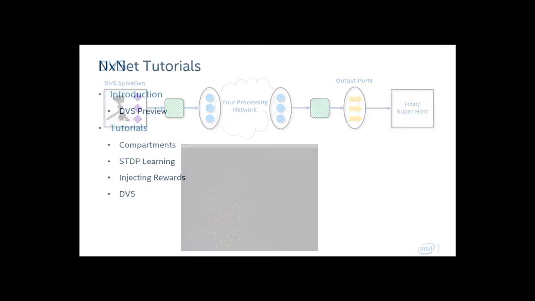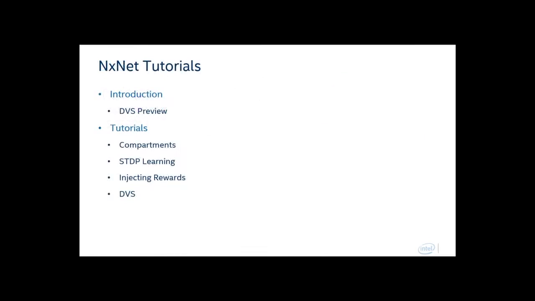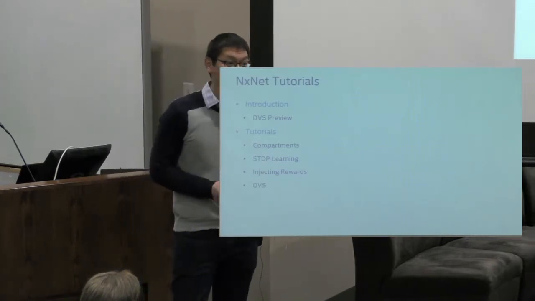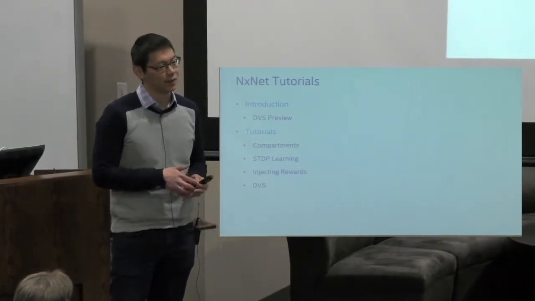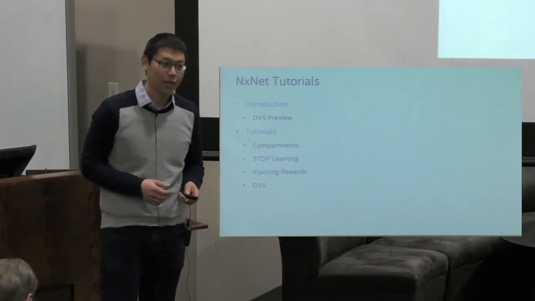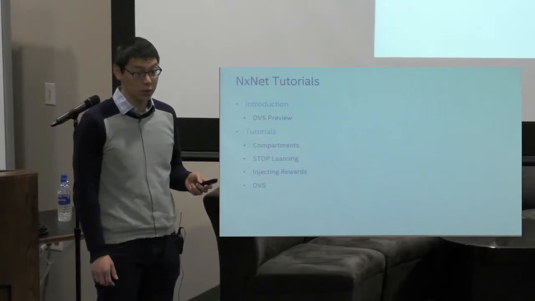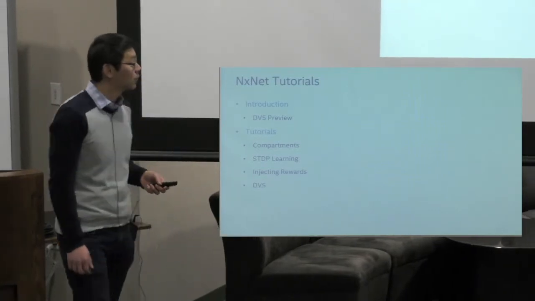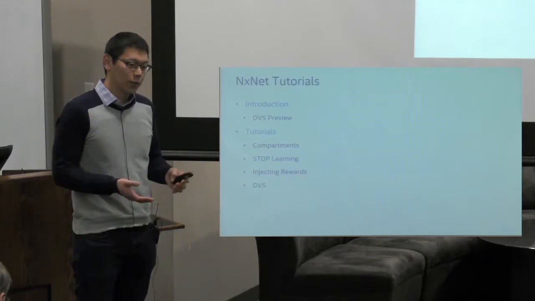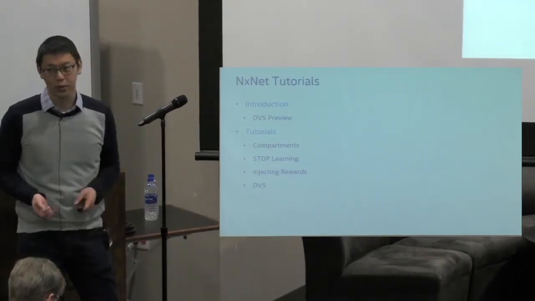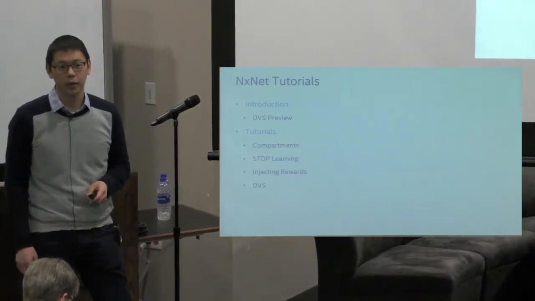Okay? So moving forward, we'll start with a brief introduction just to set the context a little bit, and then we'll go into the tutorials. Specifically, we'll go through four. First one is going to be the compartments, which is the most basic unit that we're going to go through. It'll give you a feel of what NXNet looks like. And then we'll build a network with learning to see how we actually do learning, using those learning rules that Andreas and Mike have mentioned. And then we'll build on top of that learning network and also add the ability to inject rewards. And lastly, we'll circle back to the DVS and see briefly what code we used to put that together.